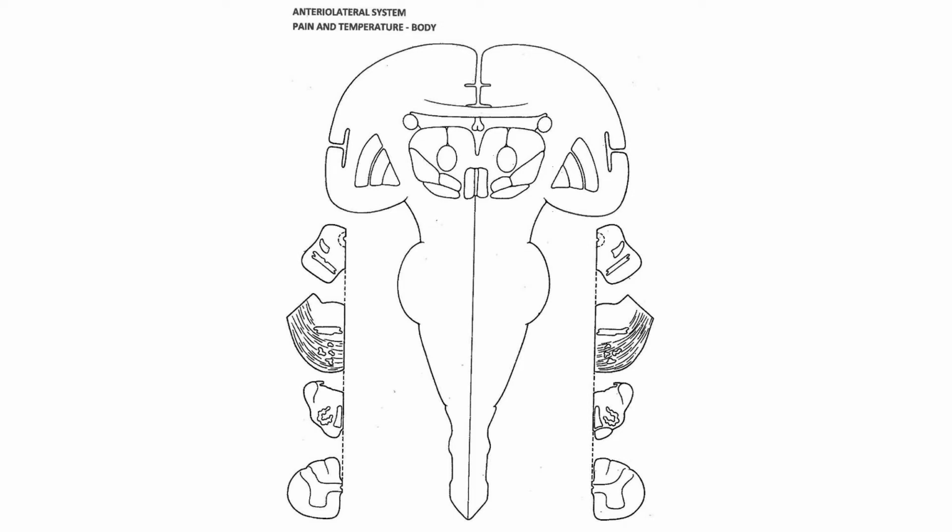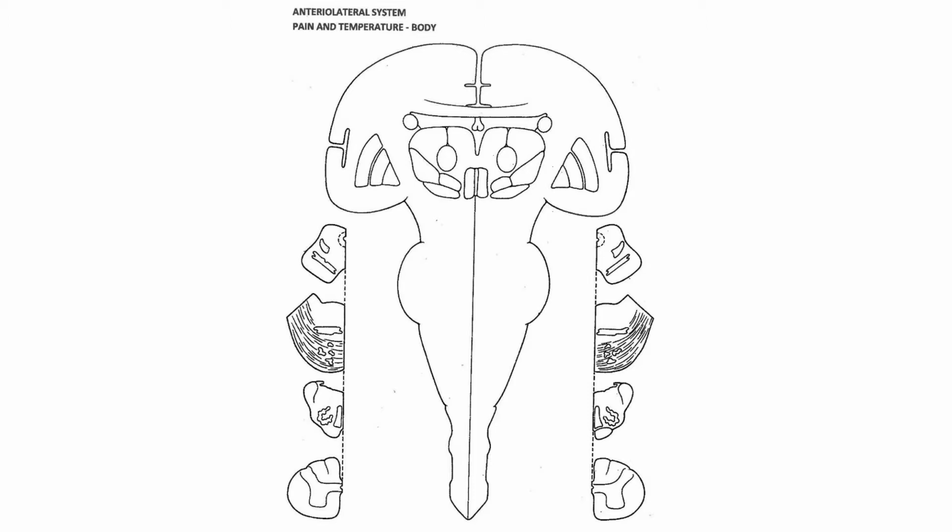Our first template then that we want to draw is going to be the pain and temperature of the body, or again, the anterior lateral system. As we look at this, it is going to be imperative that you practice drawing these different pathways. And as you work through this, you will have these blank templates available to you on the Canvas website. And so, again, practice, practice, practice drawing and labeling.